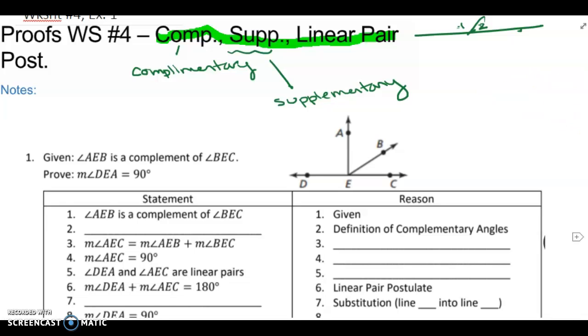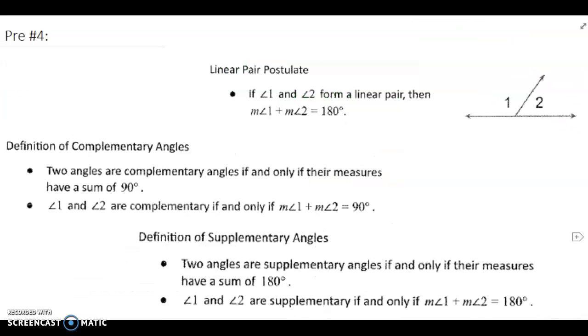Okay, so if we go back to those sheets in our interactive student notebook, we have this linear pair postulate here that tells us if angle 1 and angle 2 form a linear pair, then the measure of angle 1 plus the measure of angle 2 equals 180. So linear pair postulate basically says if you have a linear pair, then they are supplementary.